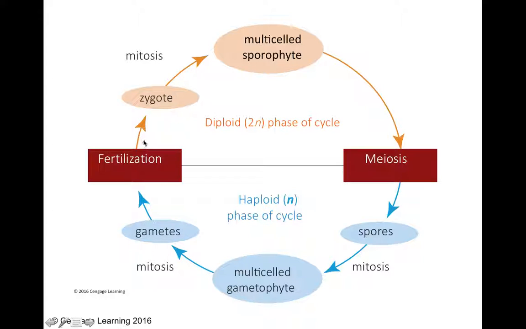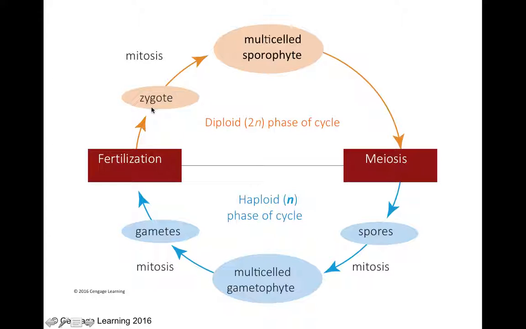So here's the deal. We have our diploid side here and our haploid side here, and they're separated by fertilization and meiosis. Just like with animals and sexual reproduction in animals, the cycle is very similar. We just have to change some of these words around. So fertilization makes a zygote, right?